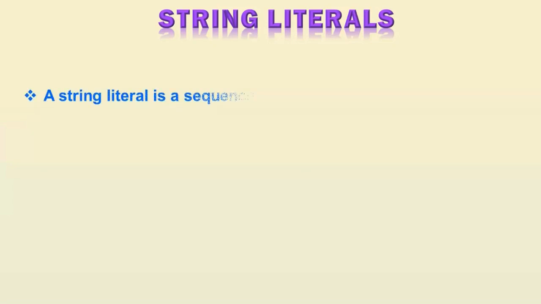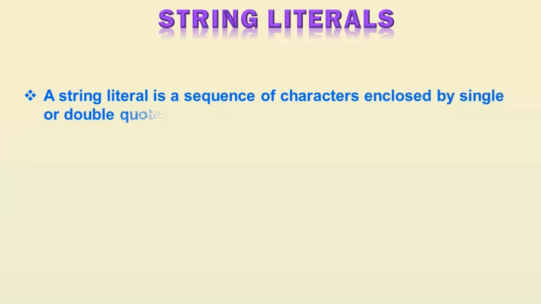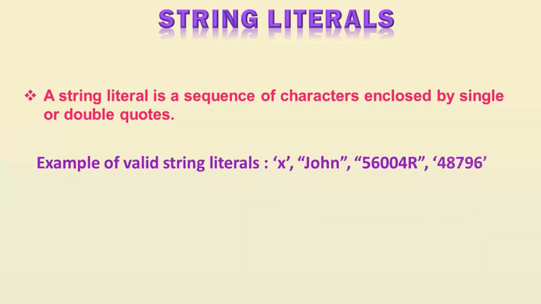Next we have string literals. A string literal is a sequence of characters enclosed by single or double quotes. As an example, we can see here some valid string literals: 'X', 'John', '56004R'. Even if the numbers are enclosed in single quotes or double quotes, they will be treated as a string.